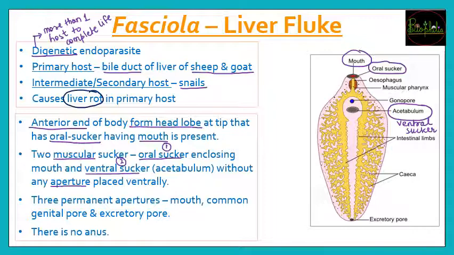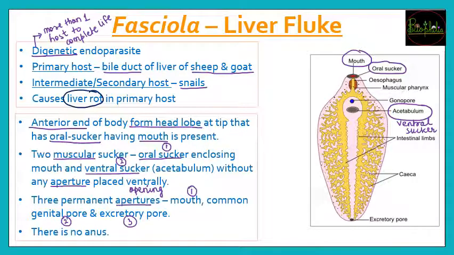अब जो major permanent openings of the body of liver fluke जो है, that is three permanent apertures. Apertures are nothing but openings. So the important openings that are permanent seen in the body of liver fluke, that is going to be mouth first, that is mouth. Second that is genital pore, and third is the excretory pore.